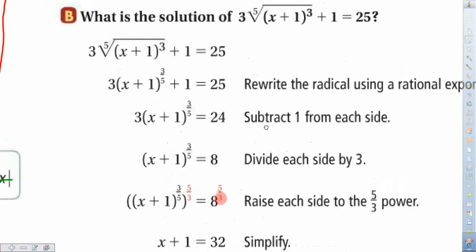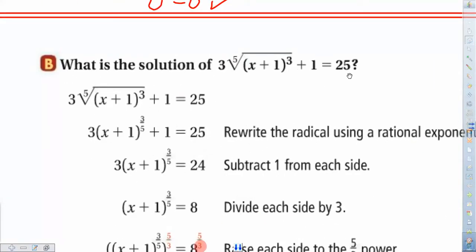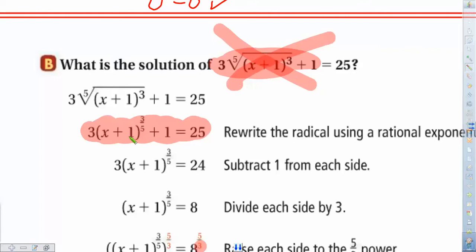Check that answer. If it were me checking this answer, I probably would not check it from here, just because of all the gobbledygook that you get there with 5th roots. I would look at it in its equivalent form. I'd use this instead. So don't check it here, check it here.